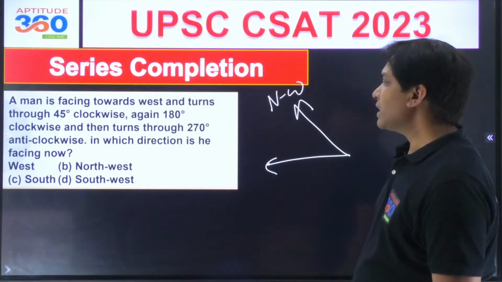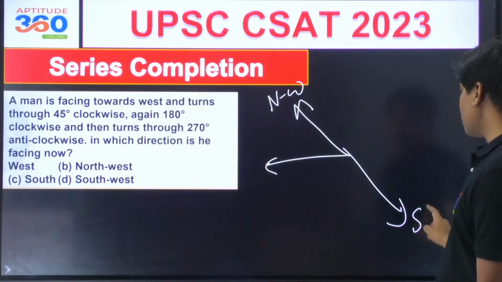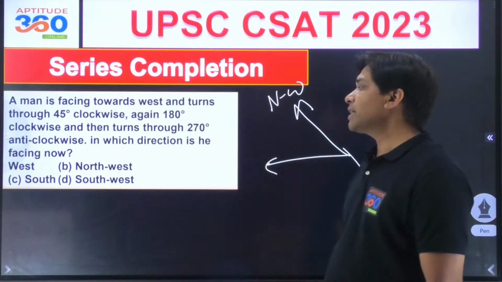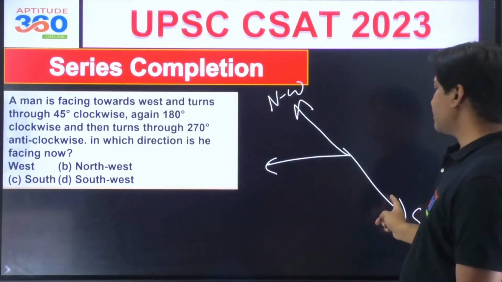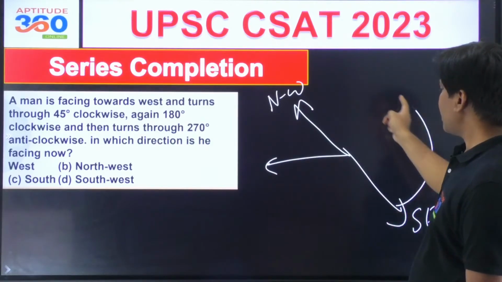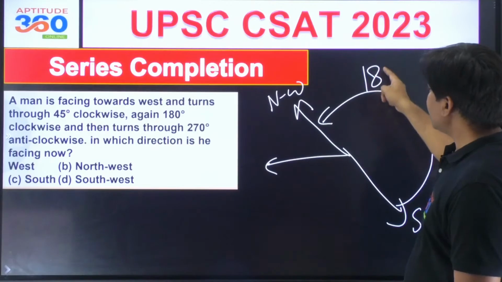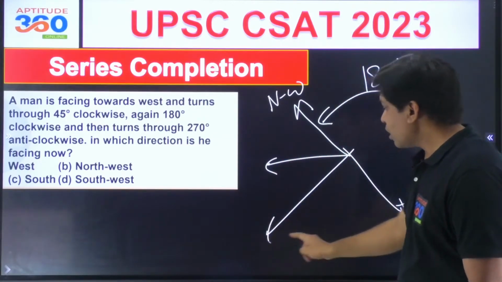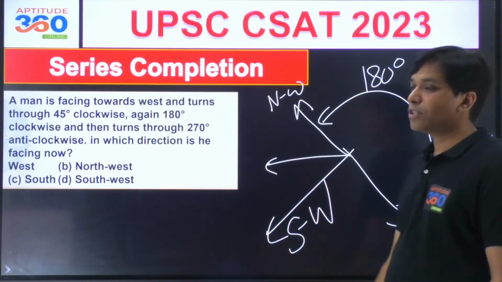Again 180 degrees clockwise. Go clockwise or anti-clockwise, he comes here, which is what? Southeast. And then turns 270 degrees anti-clockwise. Anti-clockwise is in this direction. From here to here he went 180 degrees, and after 180 degrees the person will have to move 90 degrees more. So this is going to be what? Southwest, this direction. This is pretty simple.